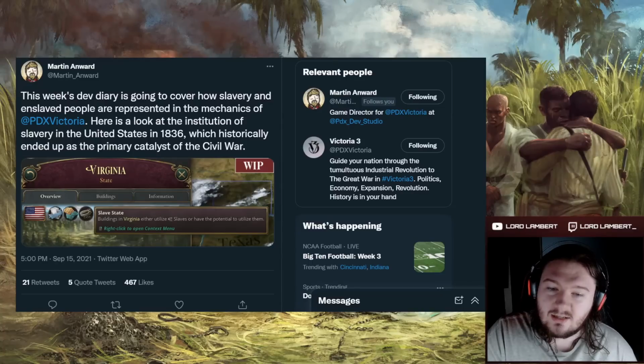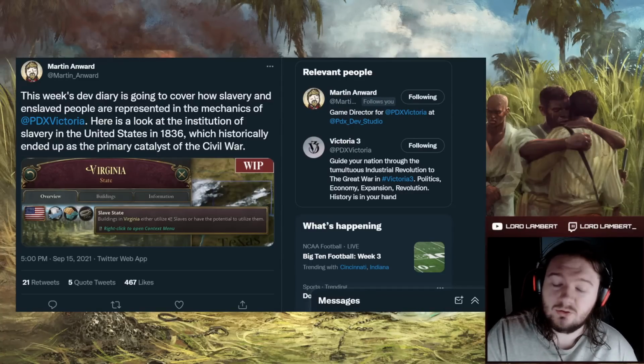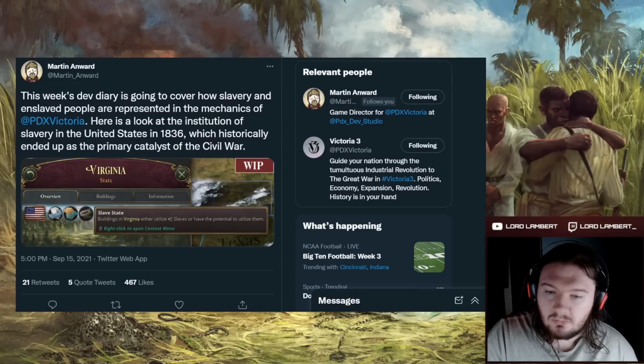We can just see the state of Virginia. Buildings in Virginia either utilize slaves or have the potential to utilize them. Lovely. Very, very straightforward, to the point. That's what a slave state is. Use slaves or can use slaves.